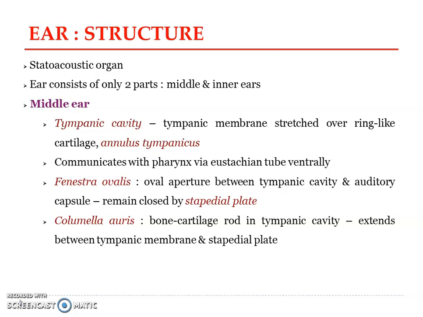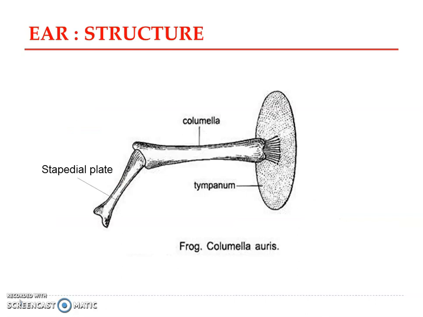Here you can see this is the tympanic membrane. So here this is actually the tympanic cavity. It is the middle ear. Extending from the tympanic membrane is a bone which extends across the tympanic cavity, and this is the columella oris, or otherwise referred to as the plectrum. This bone is responsible for transmitting vibrations from the tympanic membrane or tympanum to the internal ear.